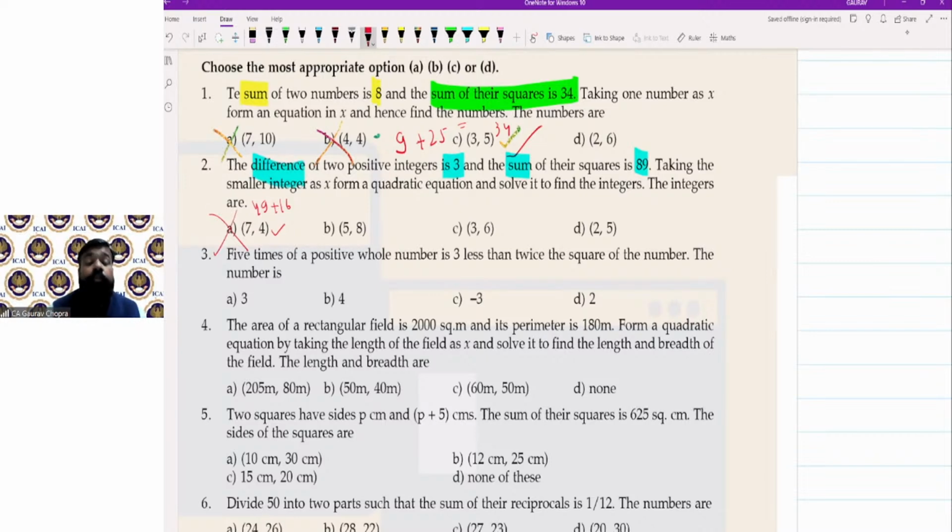5 plus 8. 8 minus 5 is 3. First condition verified. Second, 25 plus 64. 25 plus 64 is 89. Second condition also verified. So option number B is correct.